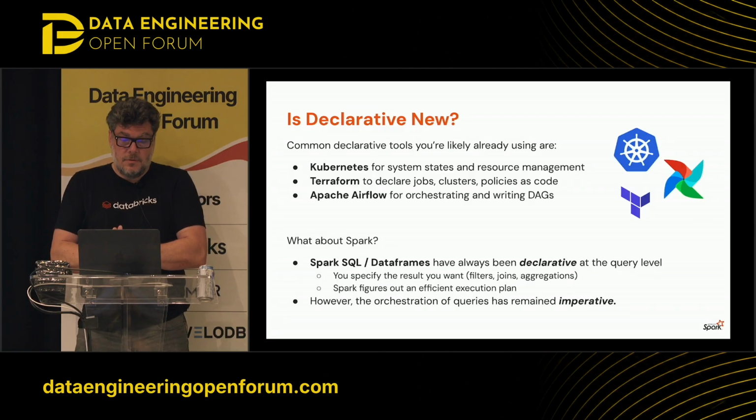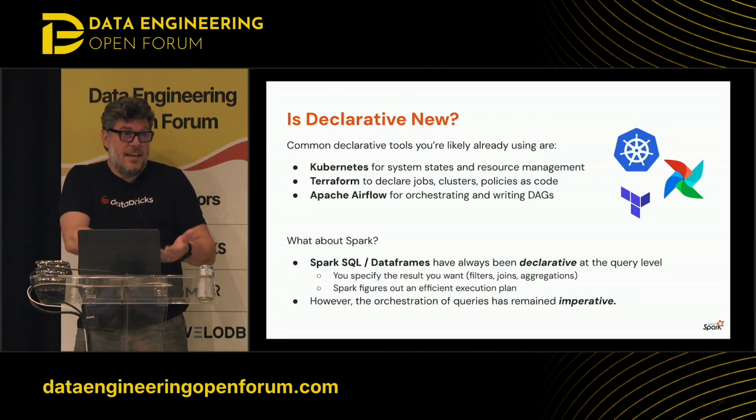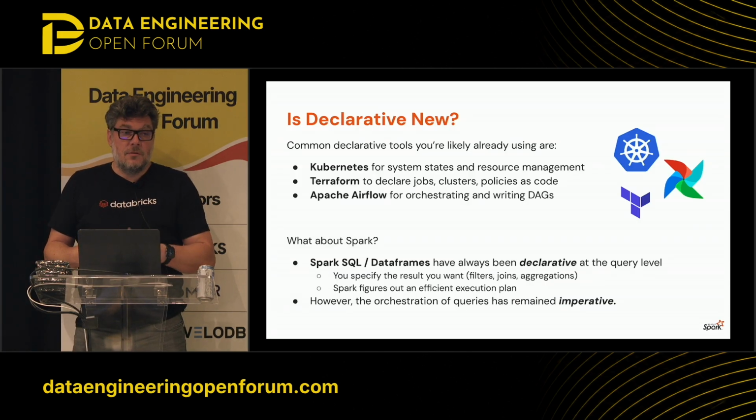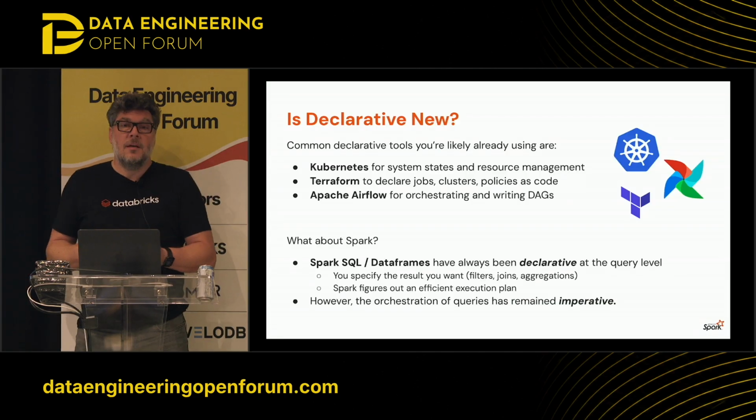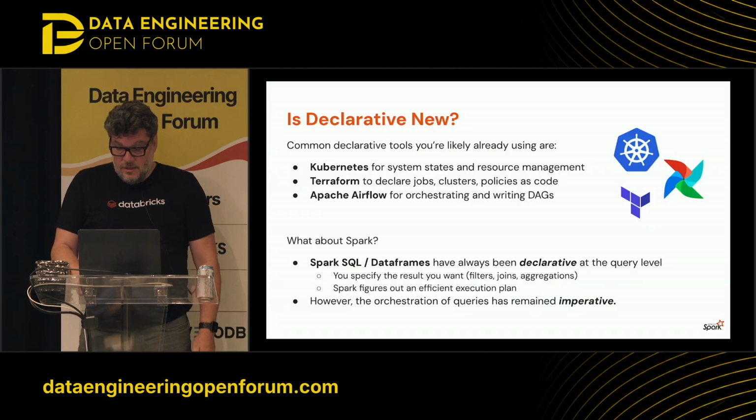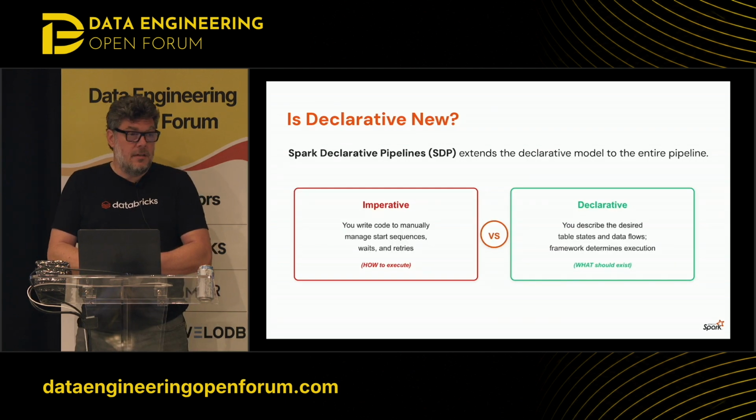So Spark actually is a declarative framework. If you use Spark SQL or you use data frames in Spark, they are already declarative. You specify what you want. Spark takes that, translates it into a physical plan, executes that physical plan, and so it's really declarative already. But what is not declarative in Spark today, or until today, is the orchestration of multiple queries and multiple data sets, right? That is still something where you had to write a Python script or a SQL script and figure it out yourself, right? And so that is changing with Spark Declarative Pipelines.